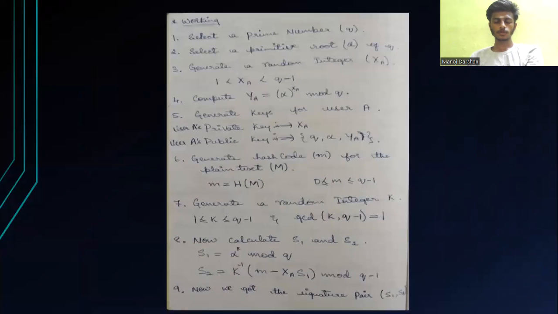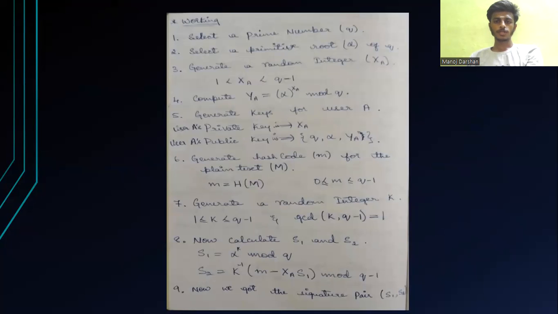Now I'm going to explain the working of this digital signature scheme. First, we need to select a prime number q, and we should also select a primitive root alpha of q. Next, we need to generate a random integer XA such that XA is greater than 1 and less than q minus 1. Next step is we need to compute YA. To compute YA, we have the formula YA is equal to alpha power XA mod q.